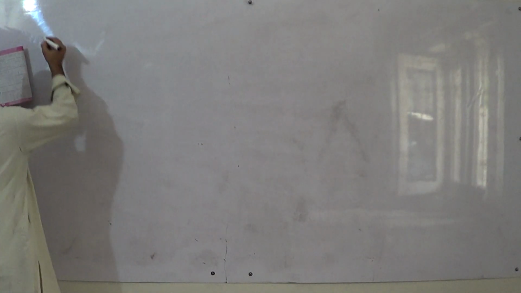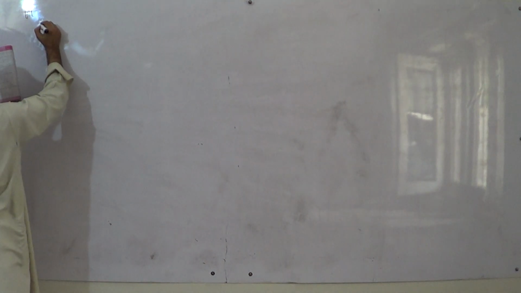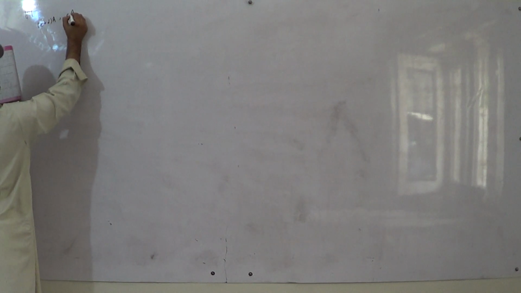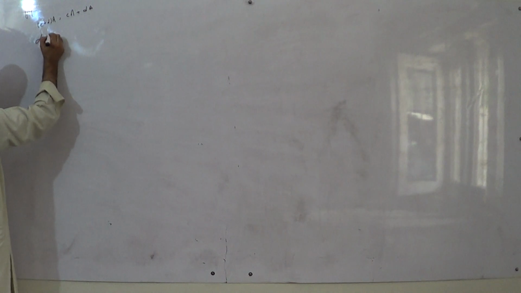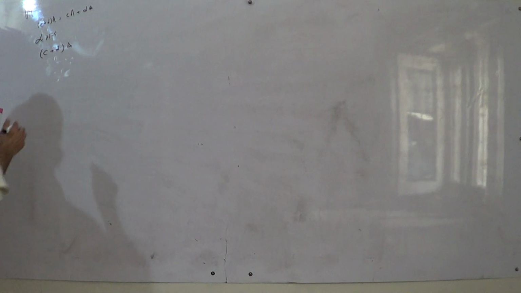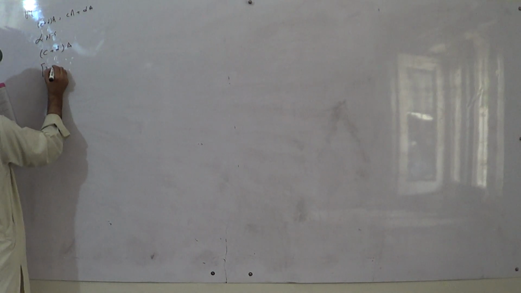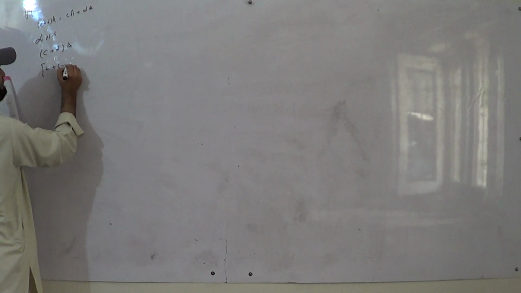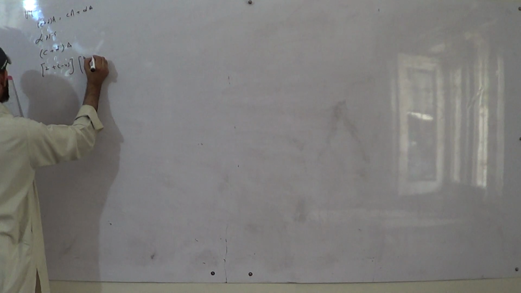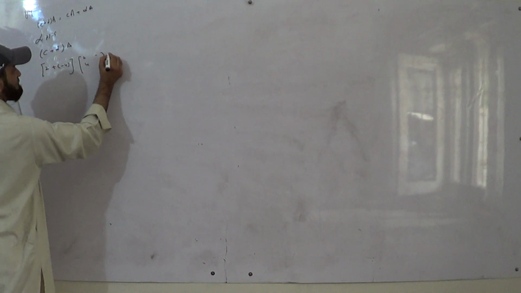Now, question number 9 here said, part 1: (C plus D)A equals CA plus DA. First of all, we take the left hand side. (C plus D)A: he has given the value of small c is 2, plus the value of small d is minus 4, and capital A is the matrix [2 -3; 4 5].